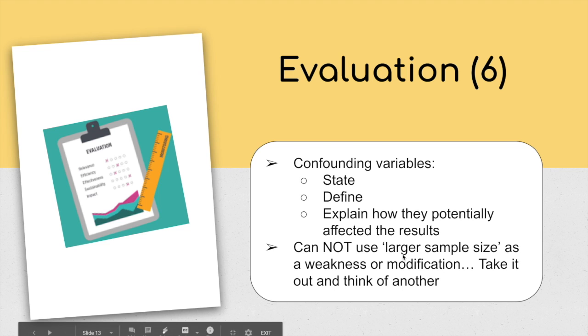But this one, just to clarify, again, you cannot use, I would pick a larger sample size as a weakness or modification. You could say that about absolutely any experiment in the whole wide world. It's not something that's thoughtful. It's kind of a throwaway comment that is too obvious, as the exam board have stated. So try and think about your participant choice a bit more.